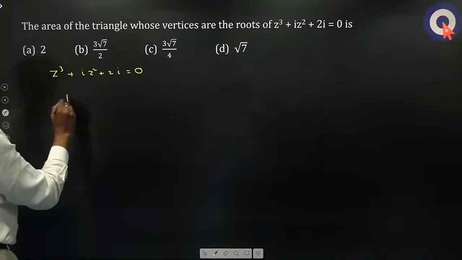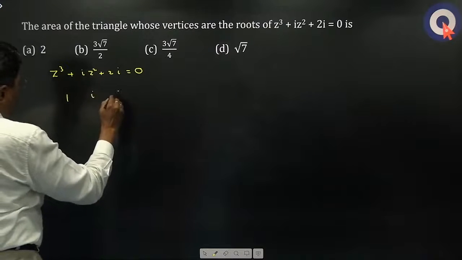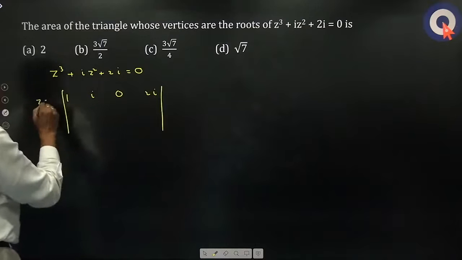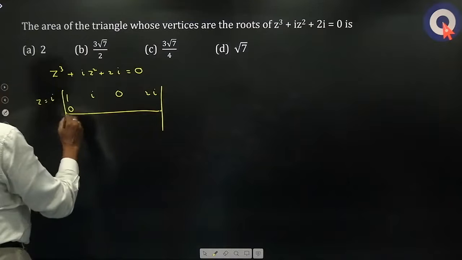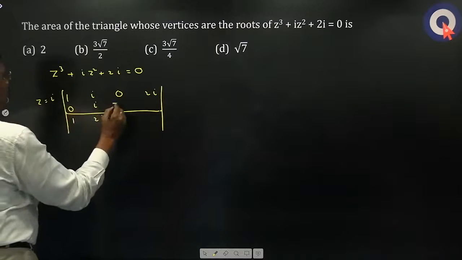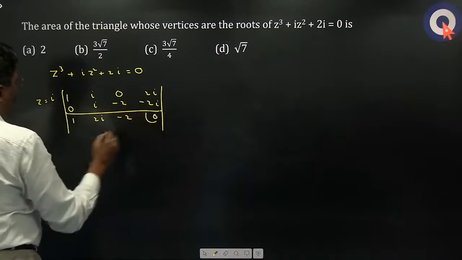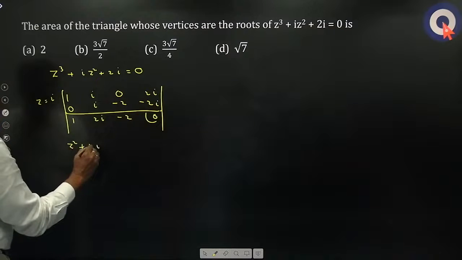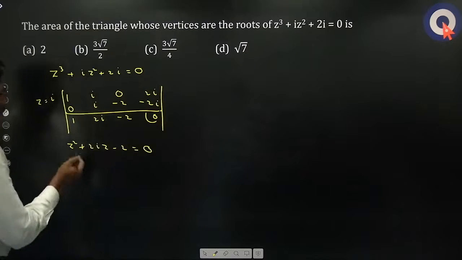So z cube coefficient is 1, z square coefficient is i, and z coefficient is 0, constant term is 2i. So we have found z is equal to i is one root. We will factorize this. 1, this is i, 2i square, 2i square is minus 2. So I get minus 2 minus 2i. So this becomes 0. So what I am getting here is z square plus 2iz minus 2 is equal to 0.